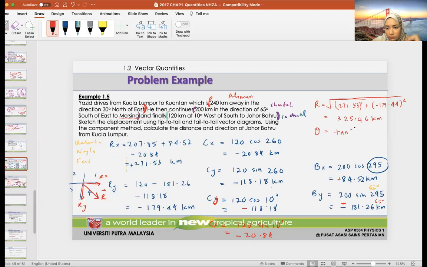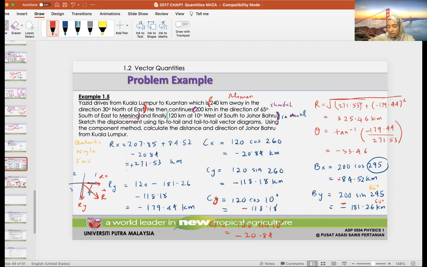Okay, what's the angle? The angle is inverse tan of 179.44 divided by 271.53, and I get negative 33.46. So in your calculation there is a negative sign? Yes. Okay, thank you. So Faris got the answer negative 33.46. Negative 33 refers to down here.